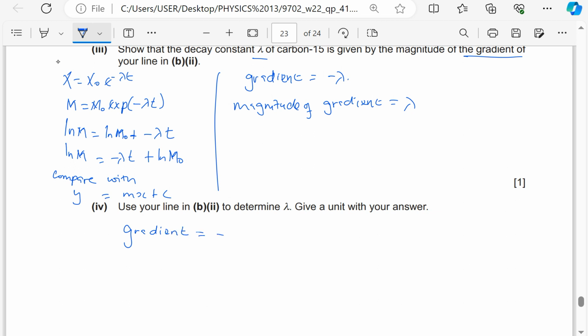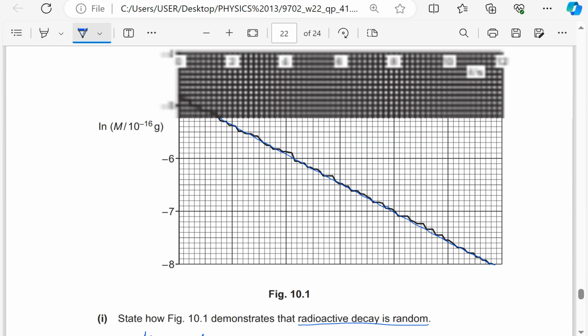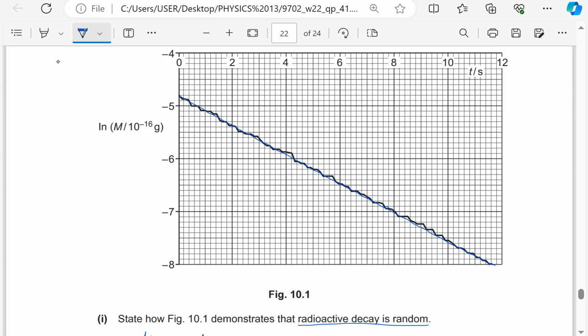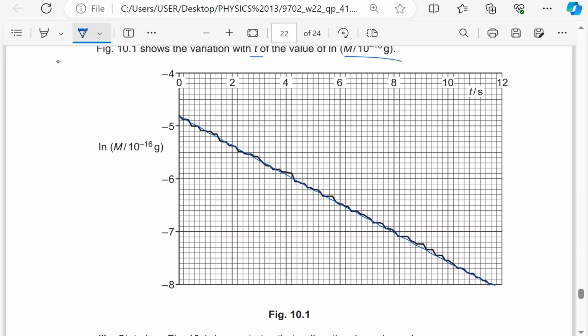Remember, the gradient is equal to negative lambda, so I just need to find the gradient. I'll choose 2 values from this straight line. My line is stopping here, so I'll take this as my last point, taking off 2 small squares. This point here is 11.6.